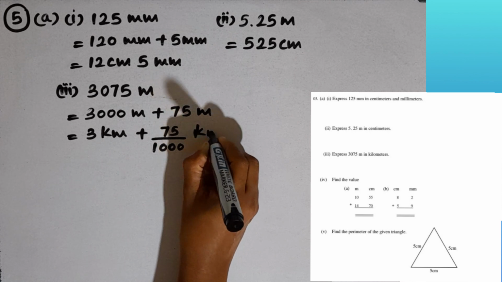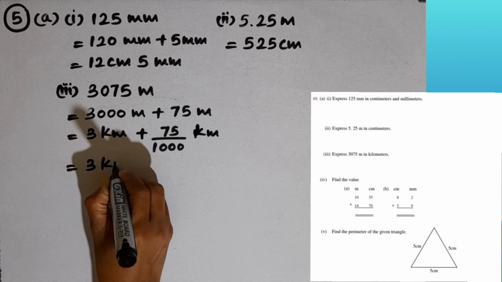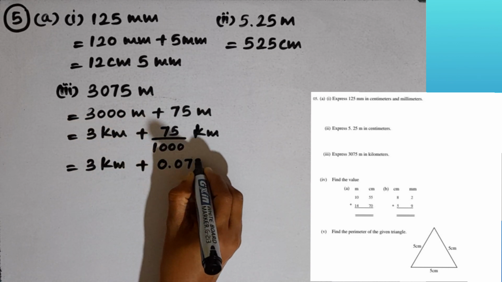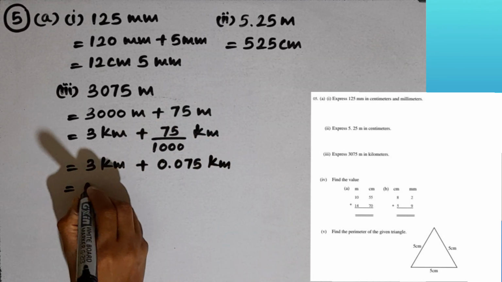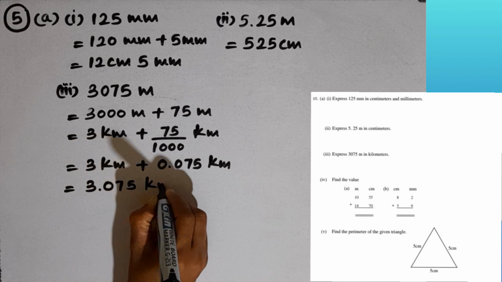Now this is in kilometers. We can write this as a decimal number, 0.075 kilometers. If you add the two numbers, 3.075 kilometers.